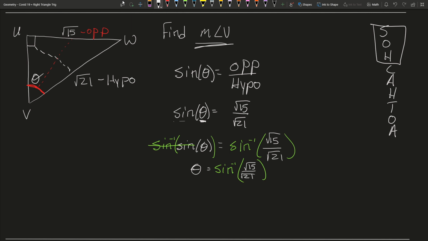Okay, and because this isn't a final answer, some of you might be asking, do we need to rationalize that fraction? Because it's not a final answer, you do not, because we're going to end up having to put this in a calculator.